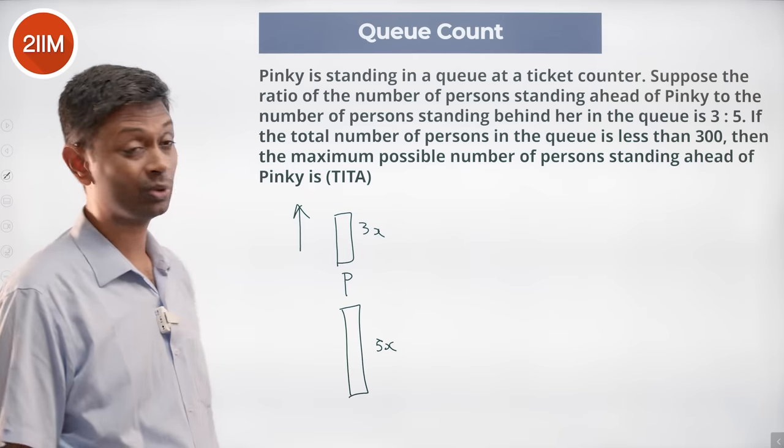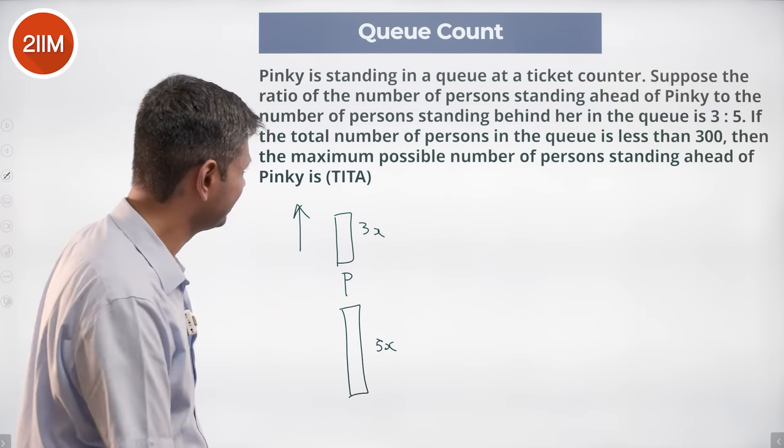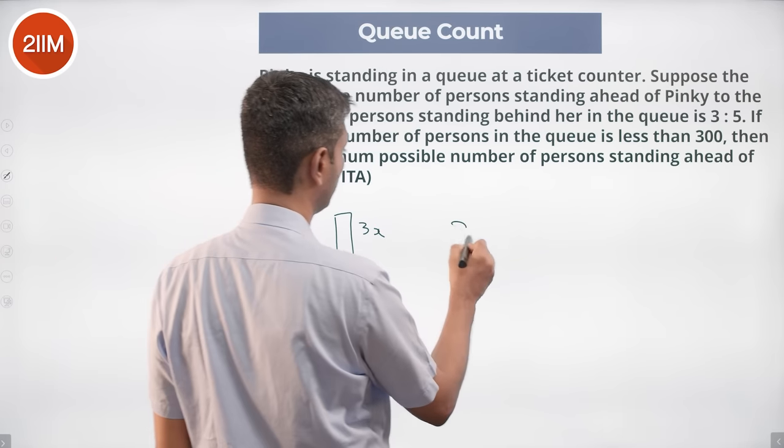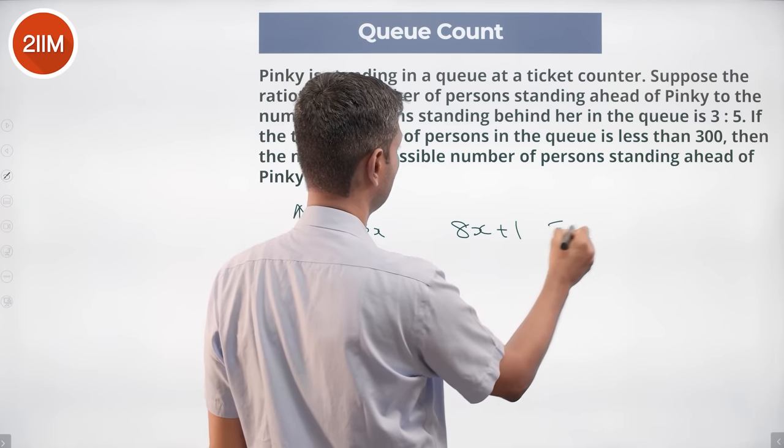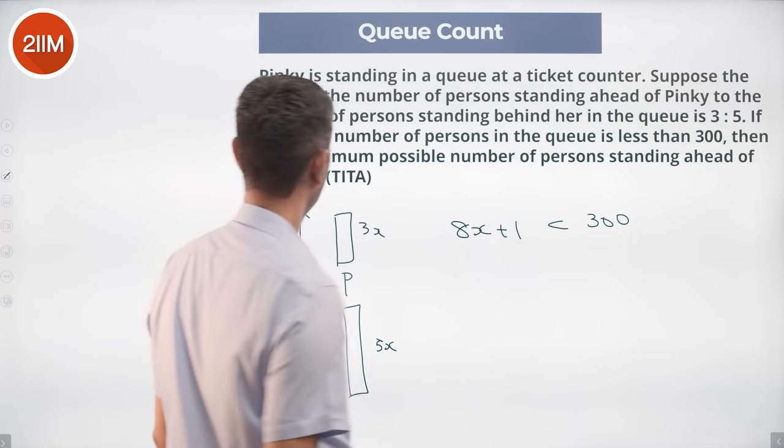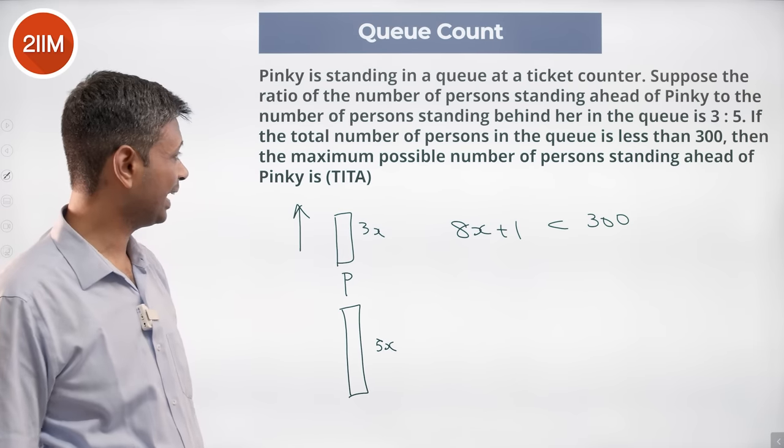Total number of people in the queue is less than 300. So total number of people is 8x plus 1. 8x people plus 1 is less than 300. What is the maximum possible number of persons standing ahead of Pinky?